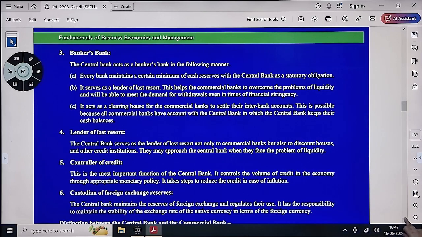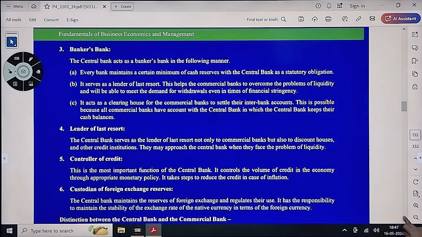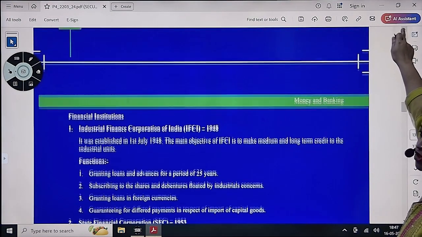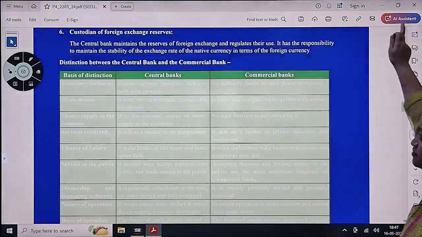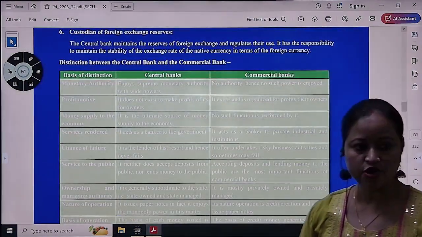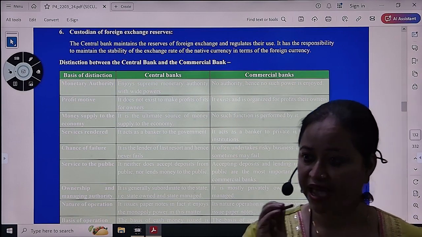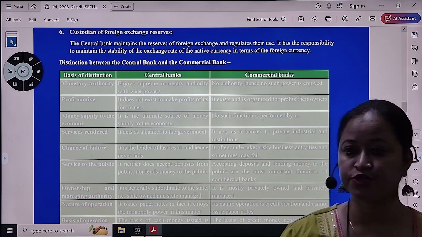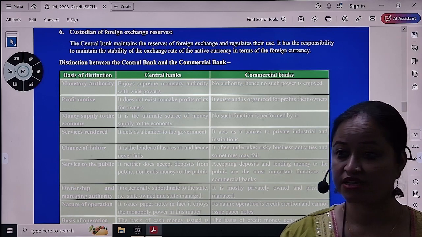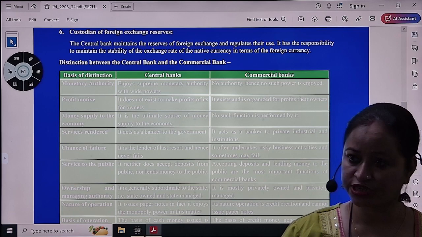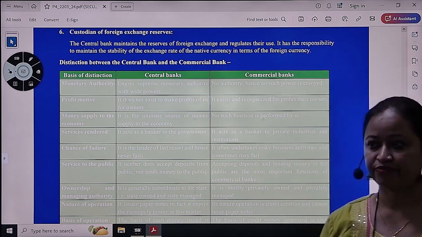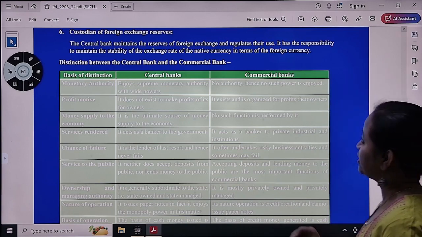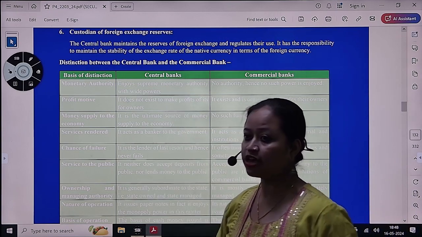Clear? Clear or not? So what are the functions? The first one is note issue. Second one is they are the banker of the government, banker of all the banks, then lender of the last resort, then custodian of the foreign exchange reserve. Okay, then controller of credit. Fine.